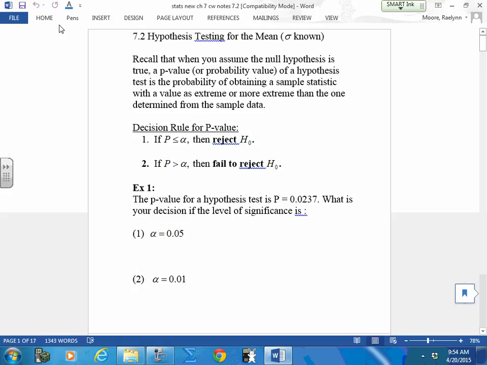Now, if you recall, when you assume the null hypothesis is true, a p-val, a probability value, area under the curve, of a hypothesis test is the probability of obtaining a sample statistic with the value as extreme or more extreme than the one that you found determined from your sample data. We're going to test that area under your curve, and that's why we drew your graphs. We said if it was a left-tailed test, this is the p-val that we're looking for. If it's a right-tailed test, this is the p-val that we're looking for, the area under your curve.